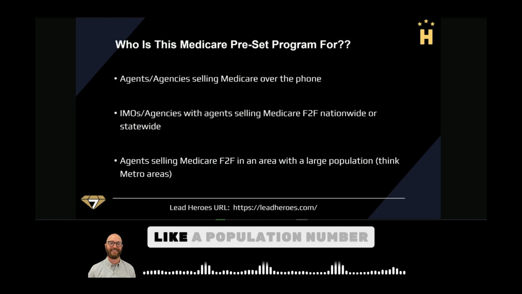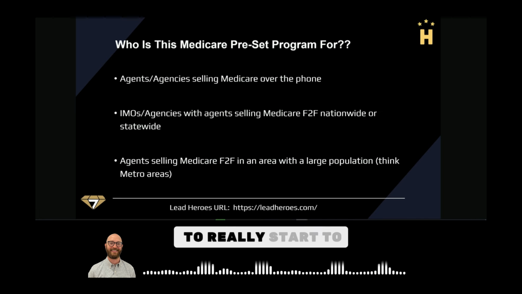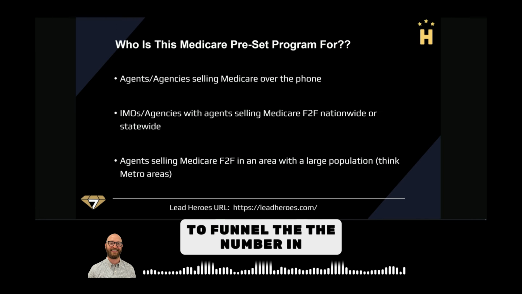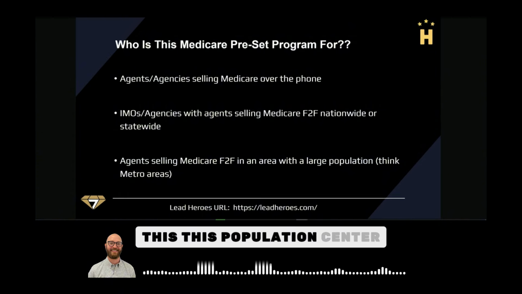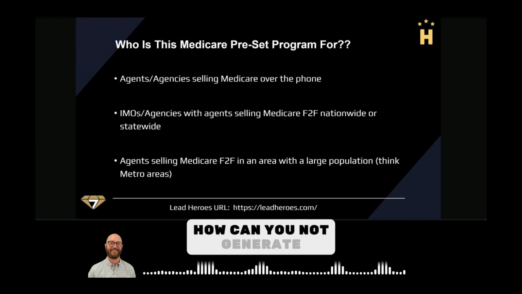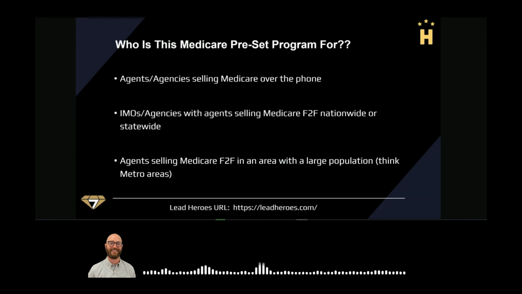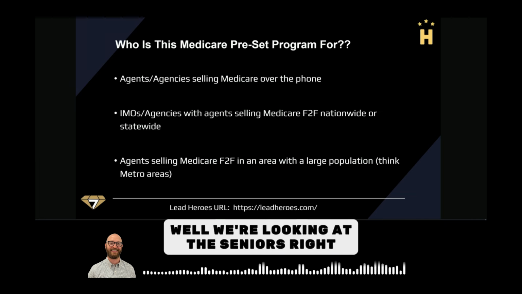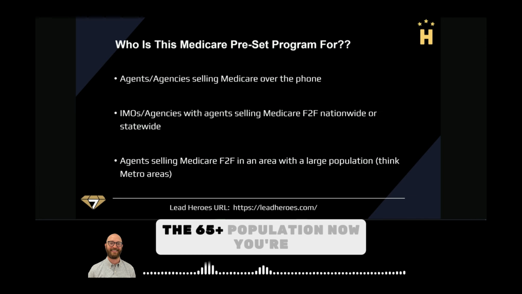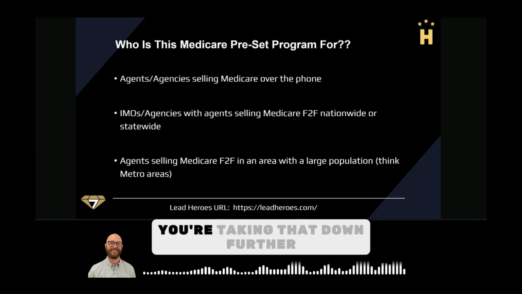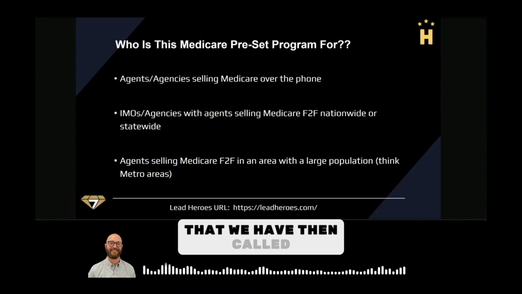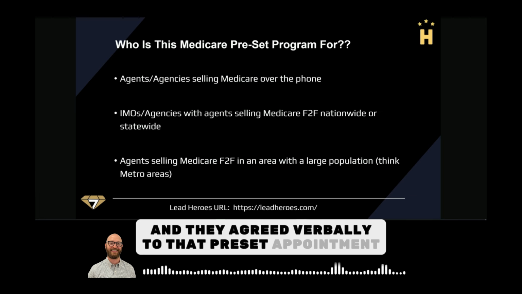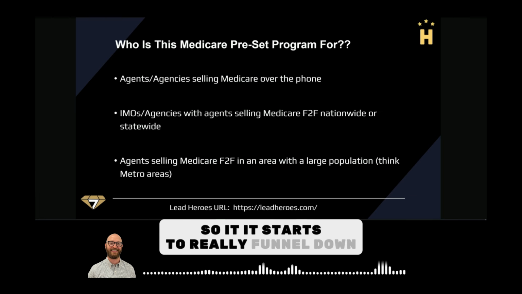So when you're looking at a population number or a population density map as an example, you have to really start to funnel the number in. Some people will reach out to me and say, "Glenn, this population center has 1 million people. How can you not generate enough preset appointments in this area?" Well, we're looking at the seniors, right? So you have to look at the senior population, the 65 plus population. Now you're taking that down further because these are people who have opted in that we have then called and they agreed verbally to that preset appointment. So it starts to really funnel down quickly.